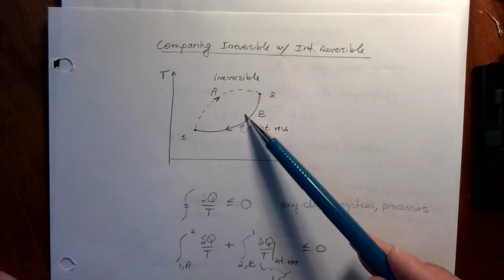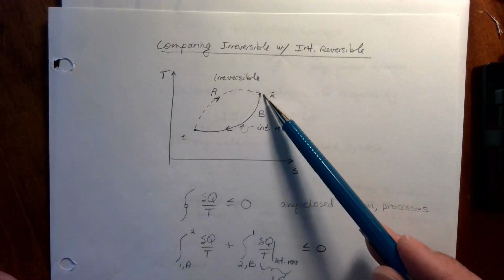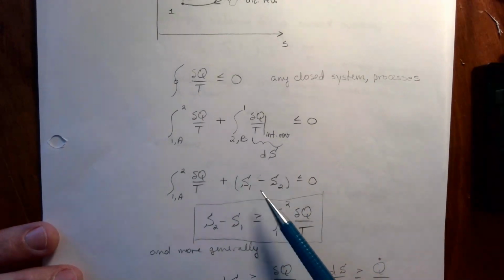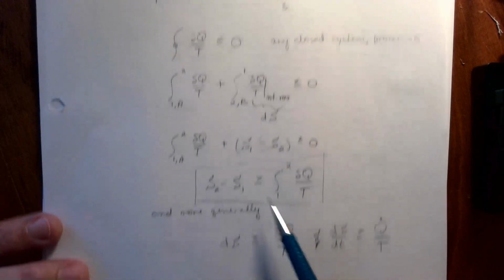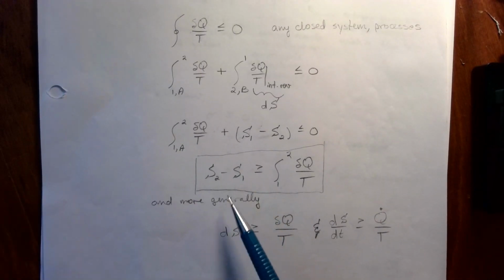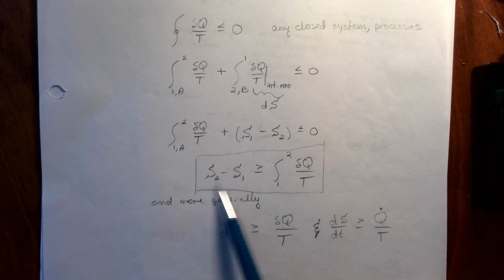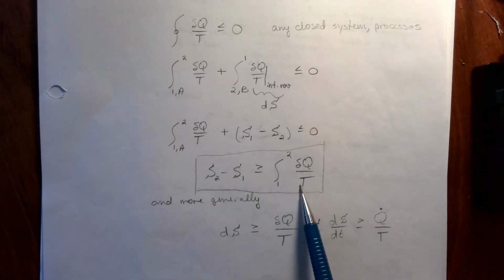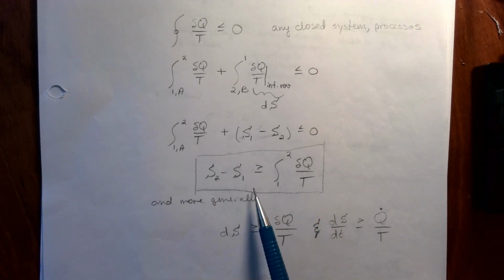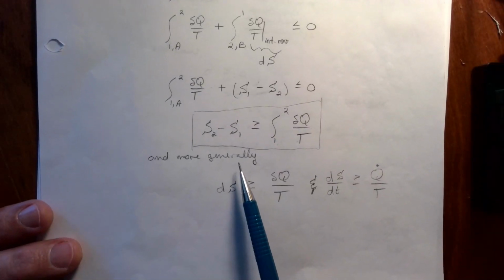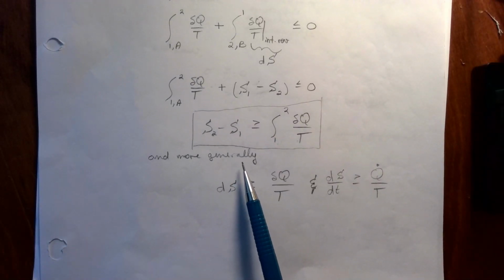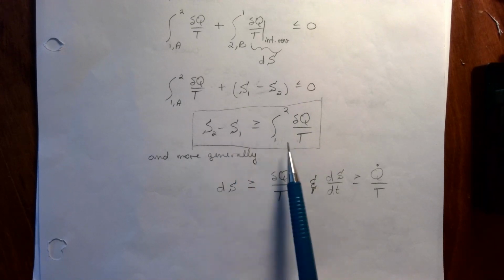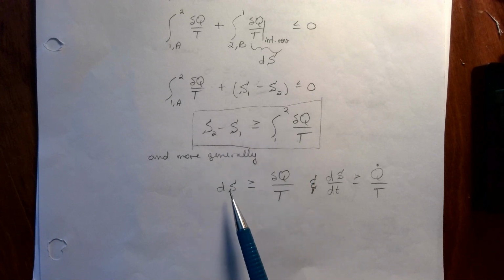So for the internally reversible case 2 to 1, we can replace that integral with the change in entropy, right? S1 minus S2. So in the end, we were able to convert that Clausius inequality to show that the change in entropy between two states is always greater than or equal to the integral of dq over T. And then we can also postulate, or actually it is true, that this occurs on a differential rate basis as well, taking the limit as state 1 approaches state 2.